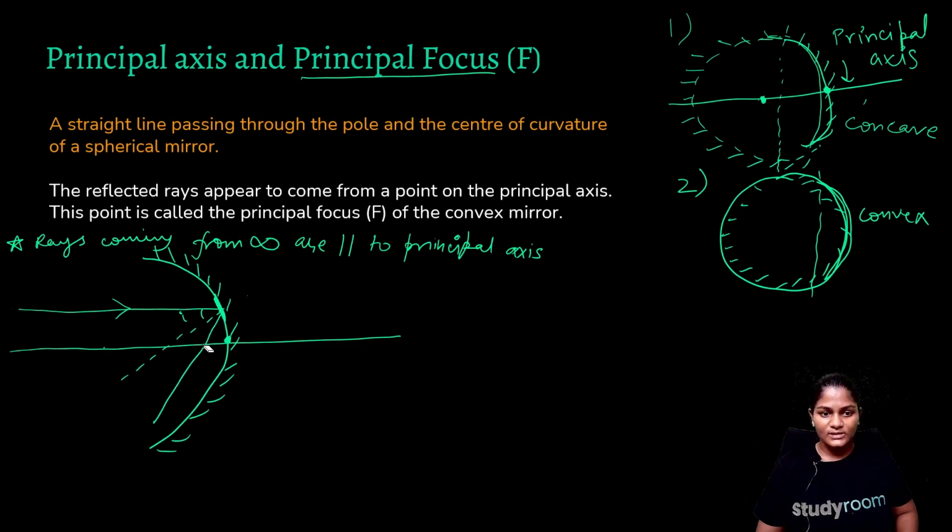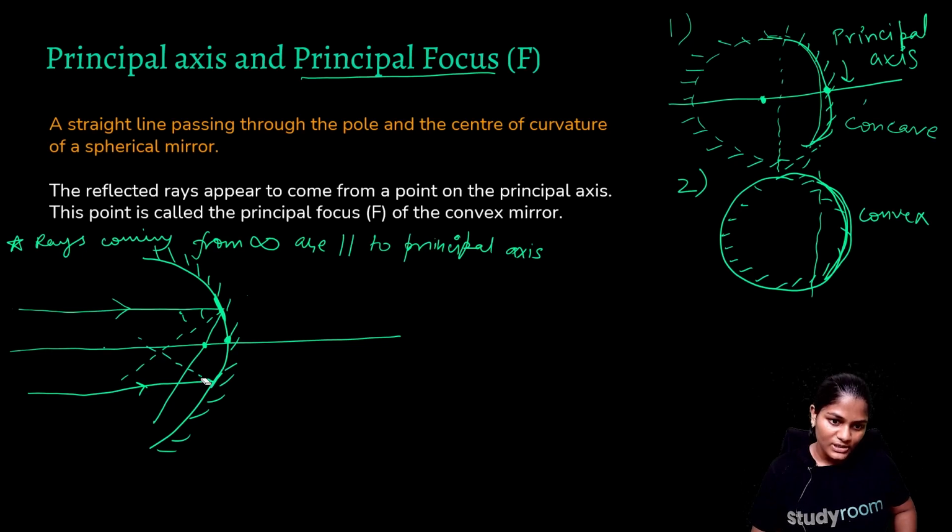So this is your principal focus. Now if I draw another ray for you, this is another ray coming from infinity. Here also I draw the normal. Here this small surface, so the normal is somewhere here.